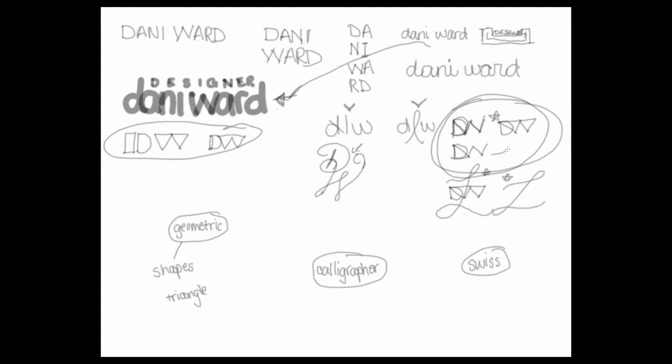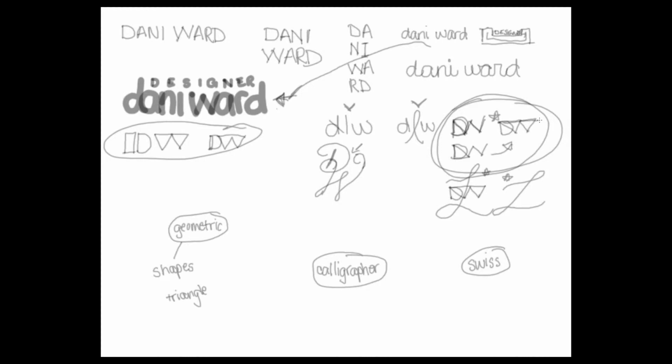So I went from there up here and closed off the tops of my W's, so I have very specific shapes. I have this half circle for the D and then the two triangles for the W.